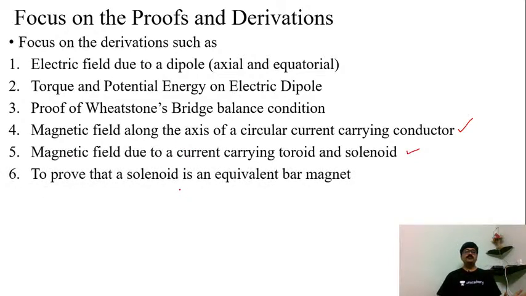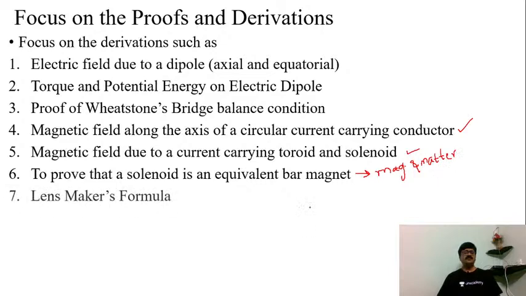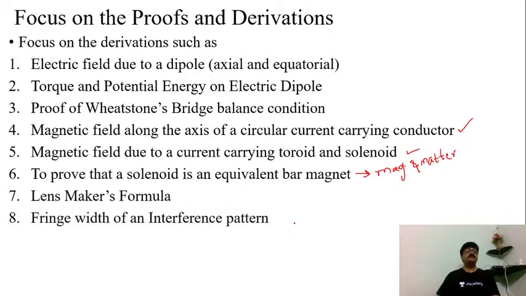Then to prove that a solenoid is an equivalent bar magnet, this one is from the magnetism and matter chapter. So you just prepare on this. I suggest you will definitely find it beneficial to prepare this derivation. Then we have the lens maker's formula from ray optics or geometrical optics. Then you have fringe width of an interference pattern, which is from wave optics.